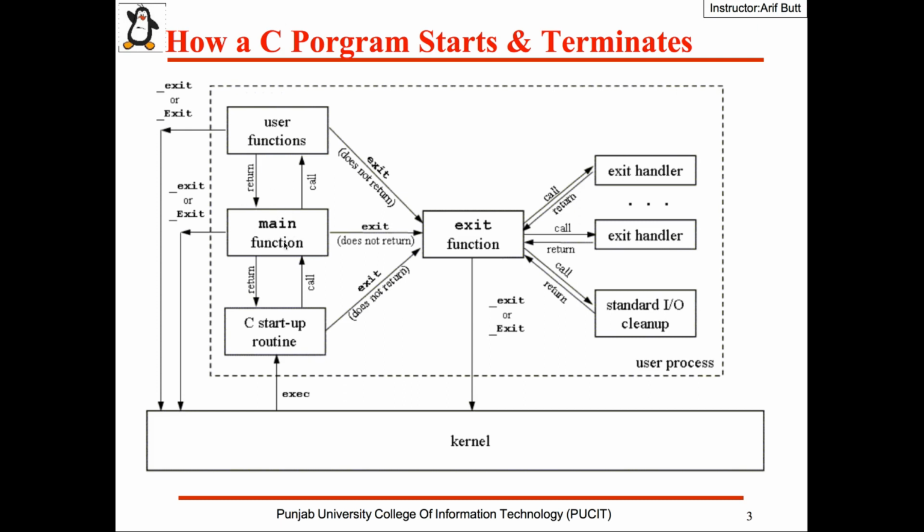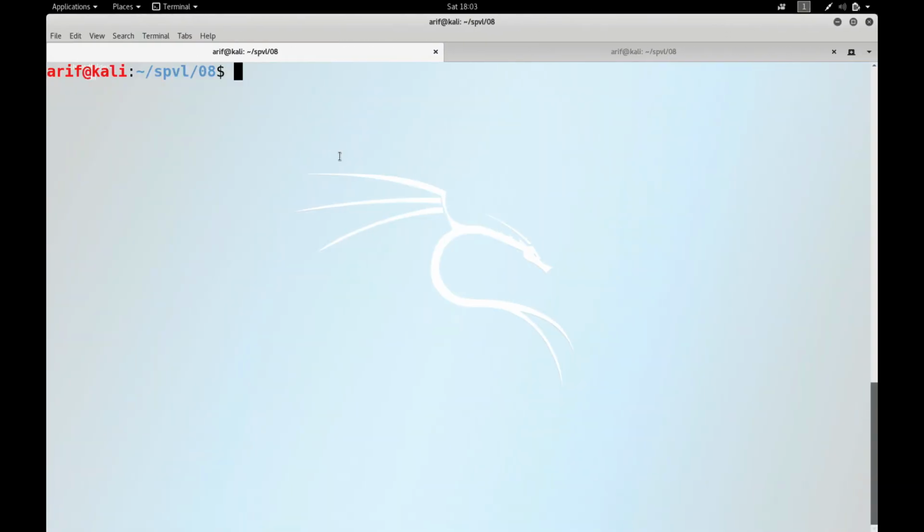And finally, either the main function calls the return statement or the exit function, or any of the user-defined functions call the exit library call. And the program terminates. Let us move on to the terminal and understand this part first.